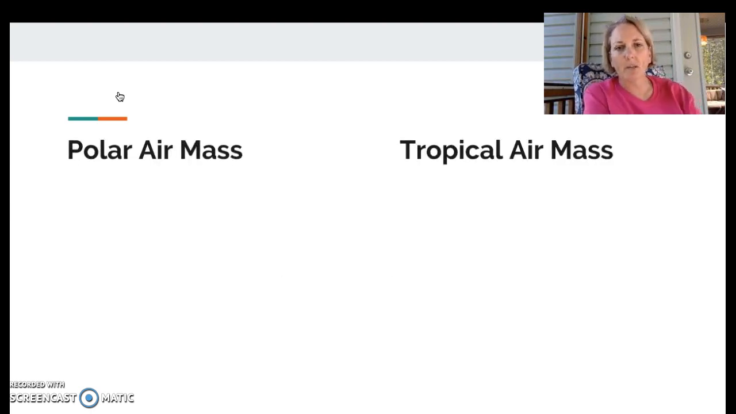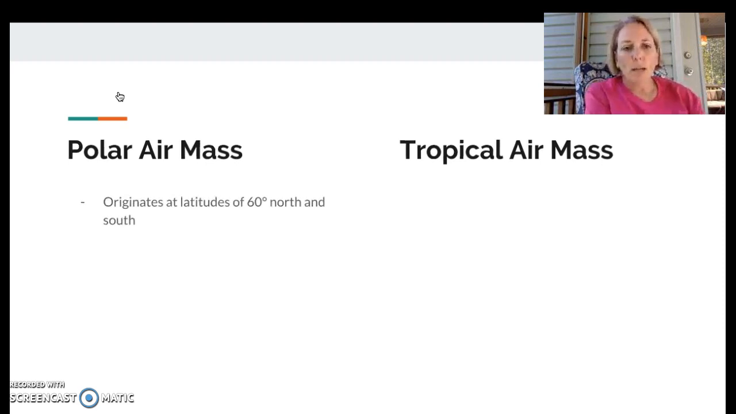So we'll go ahead and take a look at the two that sort of are opposites of each other. So the polar air mass versus the tropical air mass. So in a polar air mass, these originate at latitudes of 60 degrees north and south. So if we think of latitude, it's 60 degrees north of the equator or 60 degrees south of the equator. They're usually cold, hence the name polar.